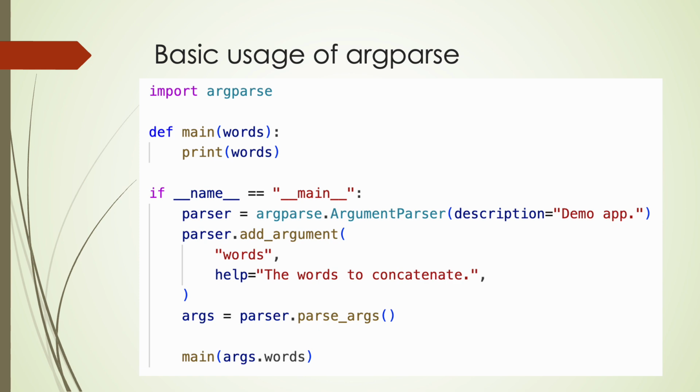Let's first add a positional argument by giving a name to the add_argument method. The help parameter is used to explain the argument, and it's a good practice to always add it. The provided arguments from the command line can be extracted with the parse_args method and then passed to the corresponding function which consumes the arguments.